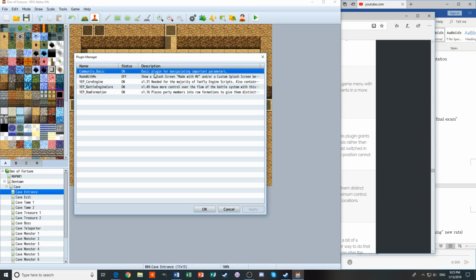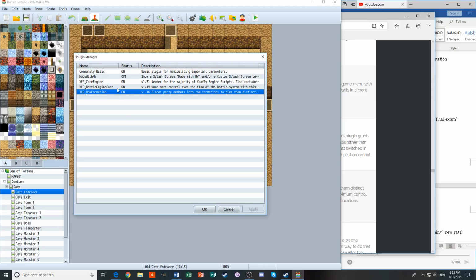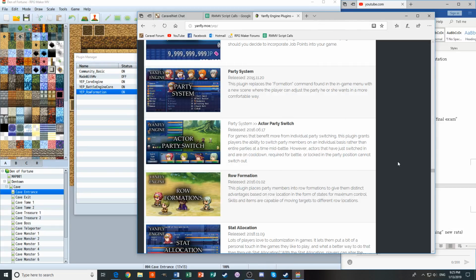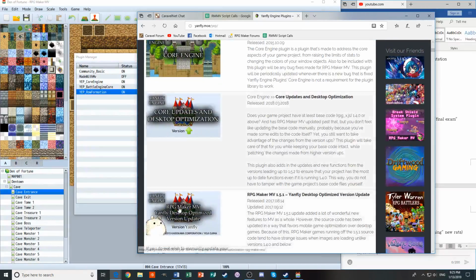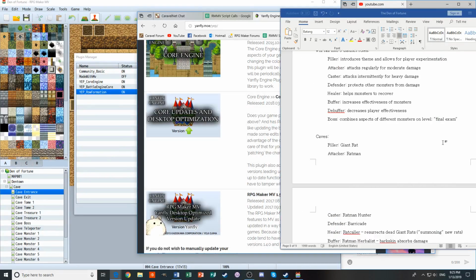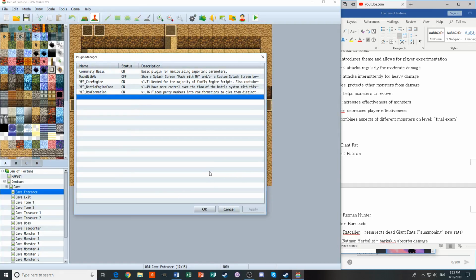Okay. So yes, we have Core Engine, Battle Engine, and Reformation. The optimization, again, if we just go up to here, this one is not actually a standard plugin. This involves rewriting some of the core script files of the game. So there's special instructions on how to install those on the website. I'm not going to get into it. But yes, so we have these three.